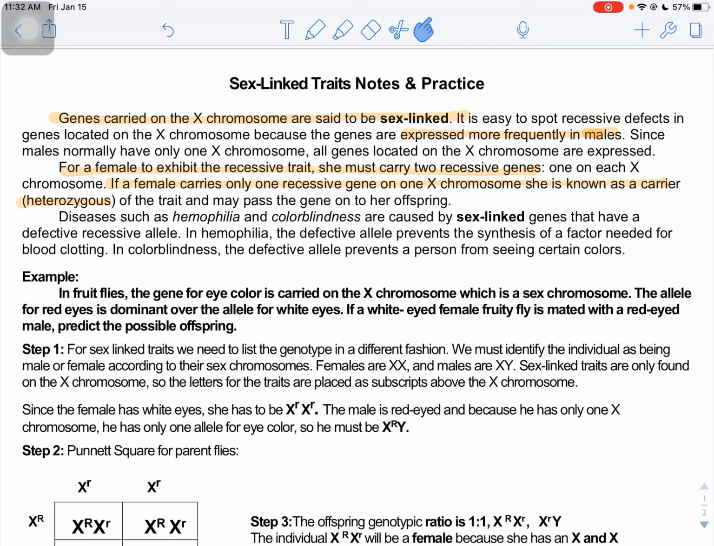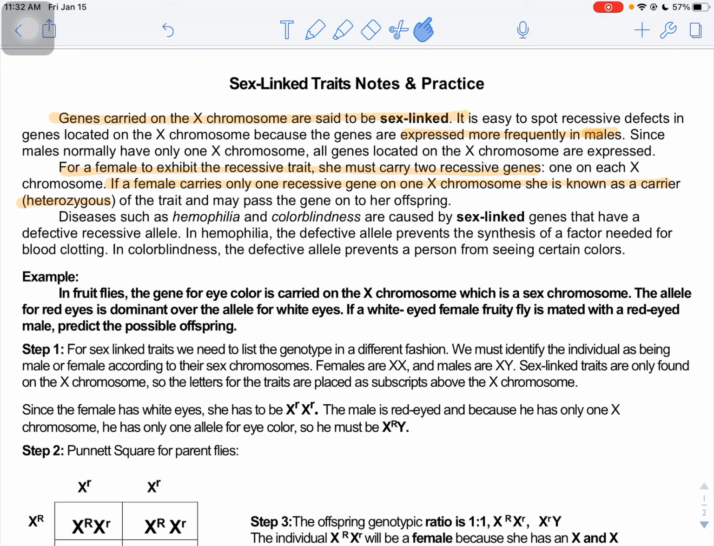So if you look at the sex-linked trait notes and practice that I've sent you, we're going to look at page 1. And at the top of this page, you'll see that there's a paragraph or 2 or 3 kind of giving you, again, some background information. And here on my screen, I've gone through and highlighted just a few of those things that really stand out that you need to know.